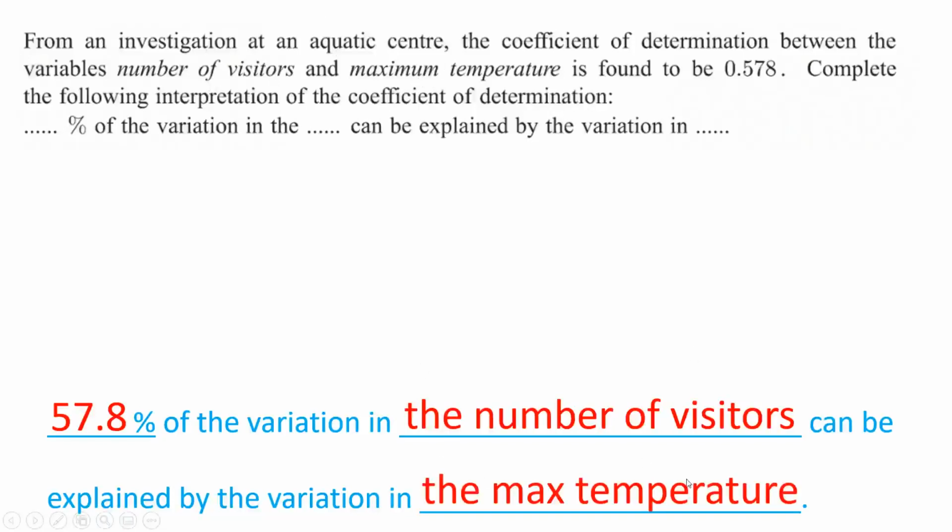We want it that way around. So always the number of visitors is dependent on the maximum temperature, so the dependent variable on top and the independent variable below.